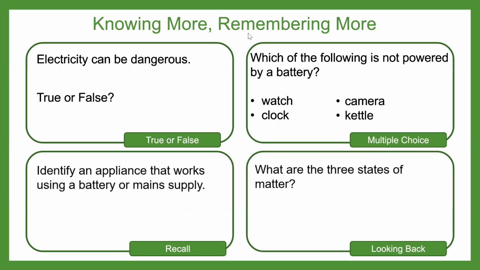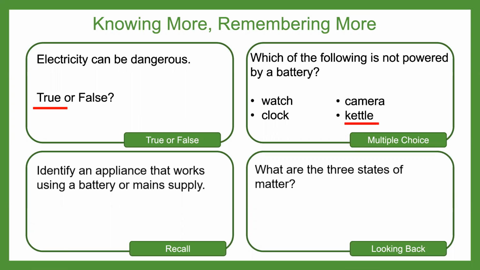Okay, moving on to the answers. So if you haven't finished, give this video a pause. Okay, electricity can be dangerous, true or false? The answer is, of course, true. Which of the following is not powered by a battery? The answer is a kettle. So a kettle plugs in at the wall and uses mains electricity.